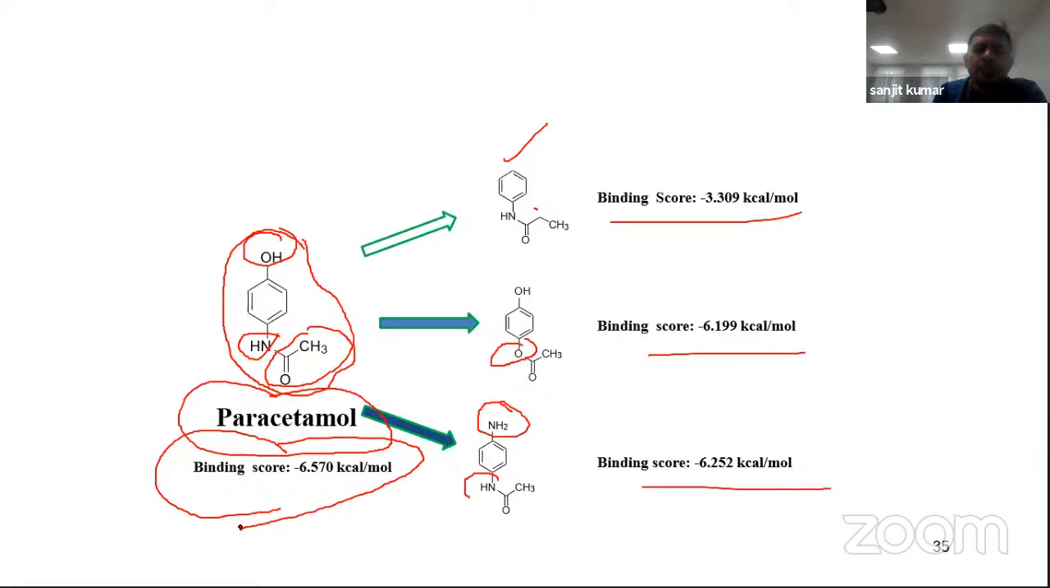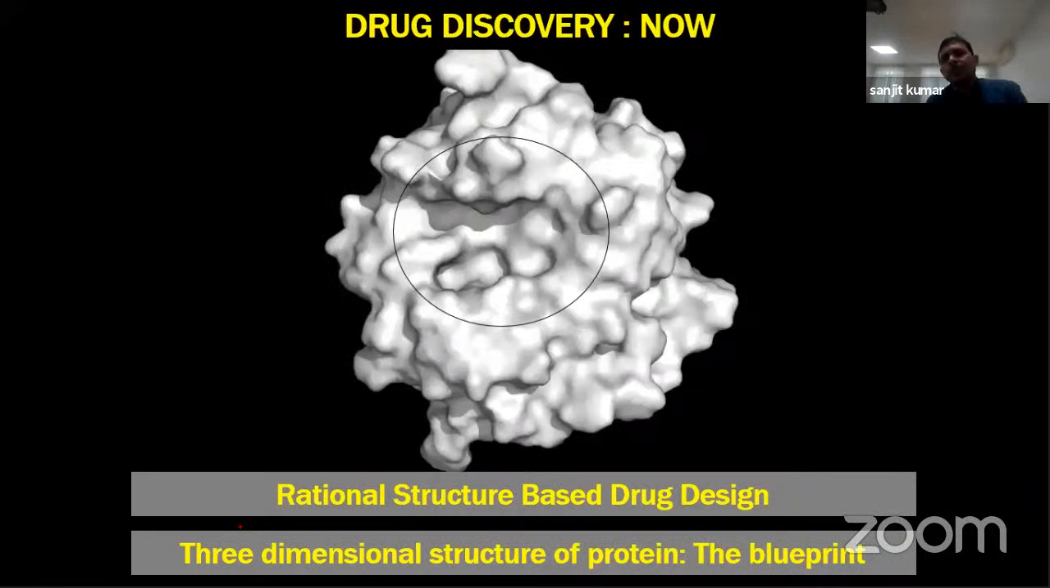If you know the structure, you can design the inhibitor, you can design the molecules. Now this is my topic: rational structure-based drug designing. For that you should know the three-dimensional structure of the protein. I hope you know the alpha helix, beta sheet, and three-dimensional active site in enzymology. Enzymes have an active site; if you know the environment of the active site, it is easy to design an inhibitor. So the three-dimensional structure of the protein is very important for rational structure-based drug designing.